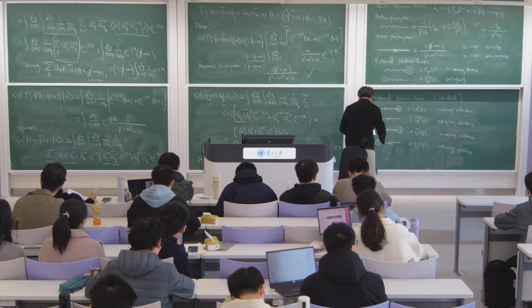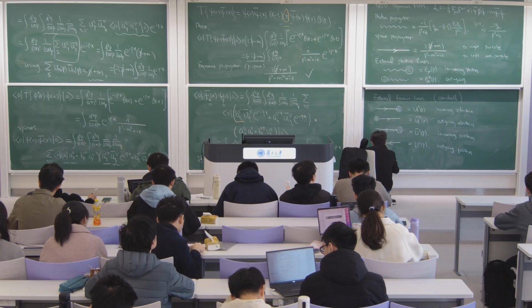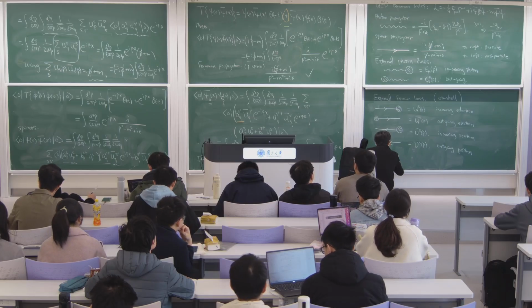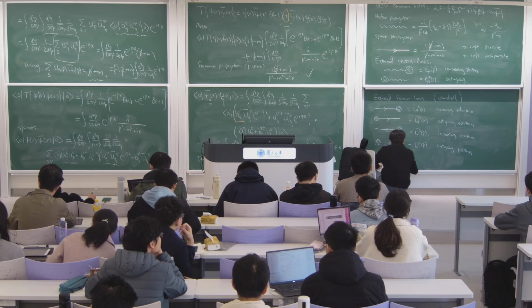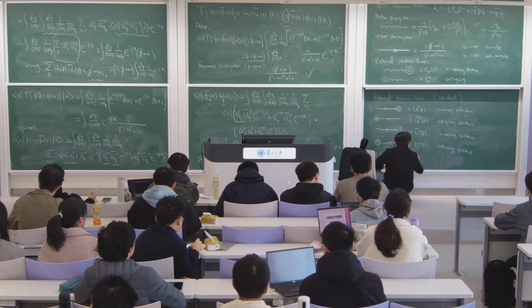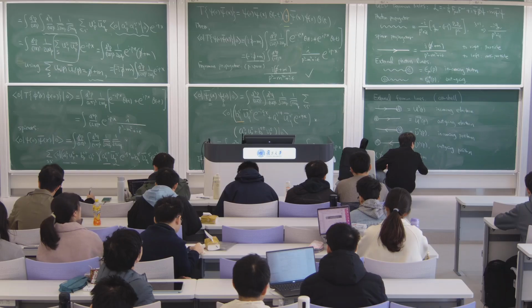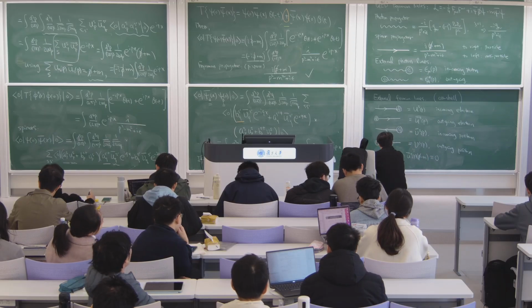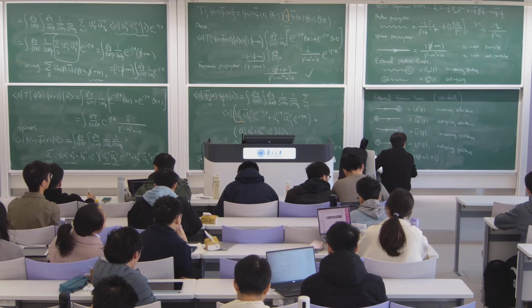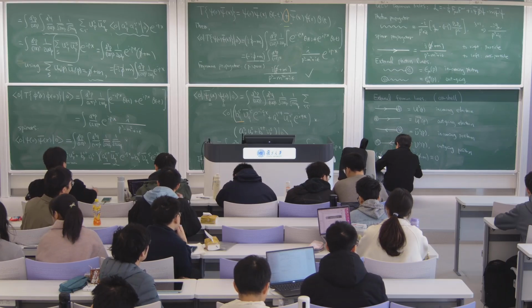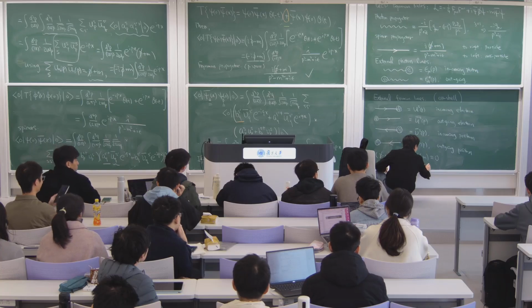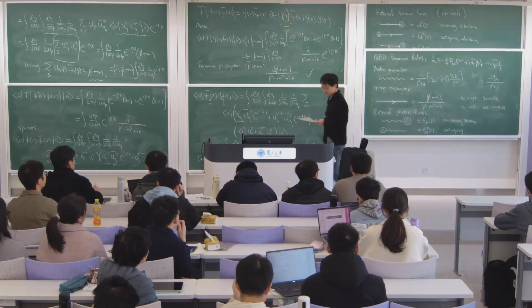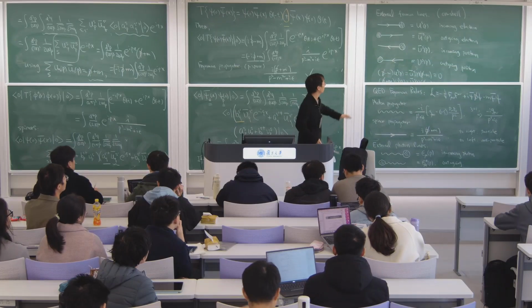For example, as we just discussed in today's lecture, you can have (p slash minus m) U equal to 0, and U bar (p slash minus m) equal to 0. And you can also have (p slash plus m) V equal to 0, and V bar (p slash plus m) equal to 0. These are the constraints.